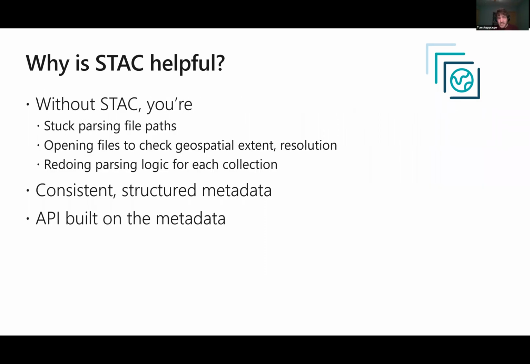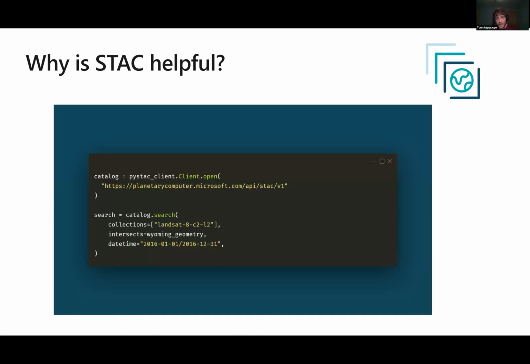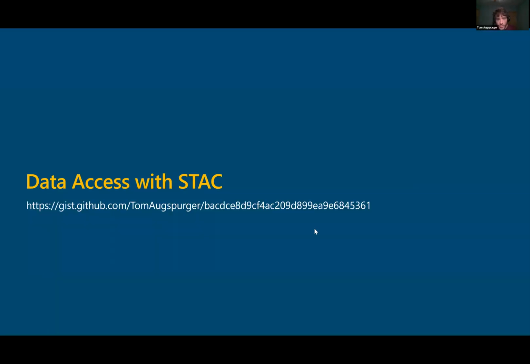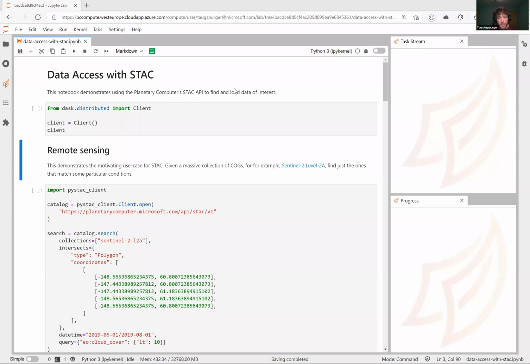So that's the very first way that STAC is very helpful: it gives us this standard to describe these spatial temporal assets, in this case these cloud optimized GeoTIFFs, a standardized way to capture the metadata, like where on Earth is it? What's the date time? Things like that. And with all that structure, we can build APIs like the search API on top of that. So that's a quick little example, but we'll actually jump over to a notebook to run through these.